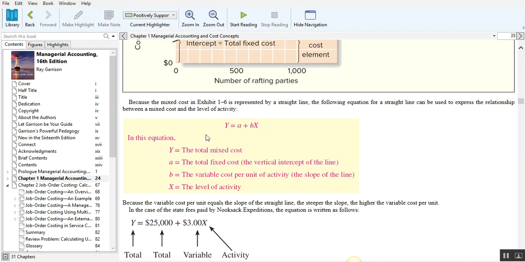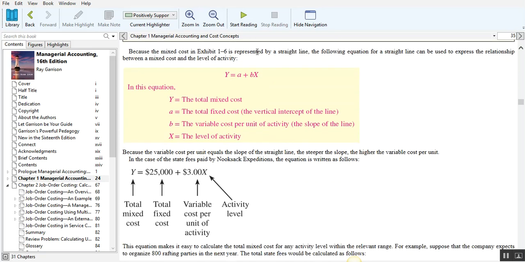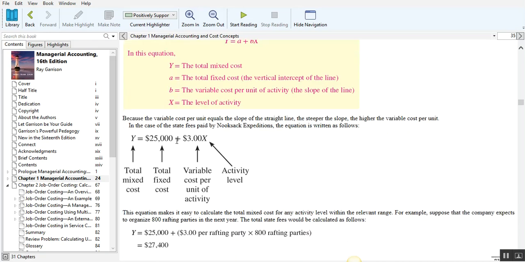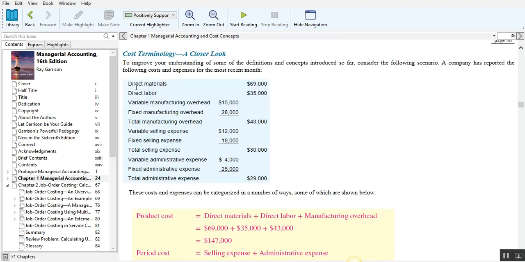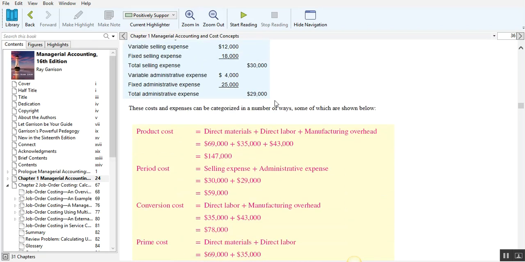But this calculation is how you are going to calculate the total mixed cost. You're going to take the fixed cost, the base level, letter A, and add that to the variable cost per unit of activity times the level of activity. So this is a basic slope formula, but it is going to work for what we're talking about here in mixed cost.